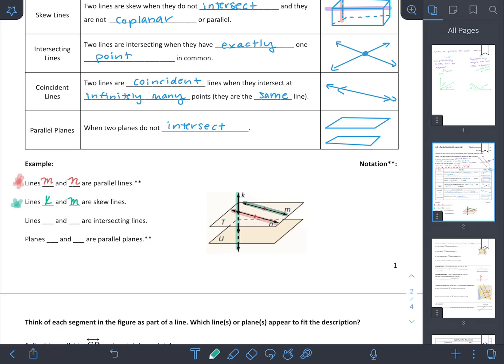And then we need lines that are intersecting lines. So those are two lines that run into each other at a certain point. So that is going to be K and N.